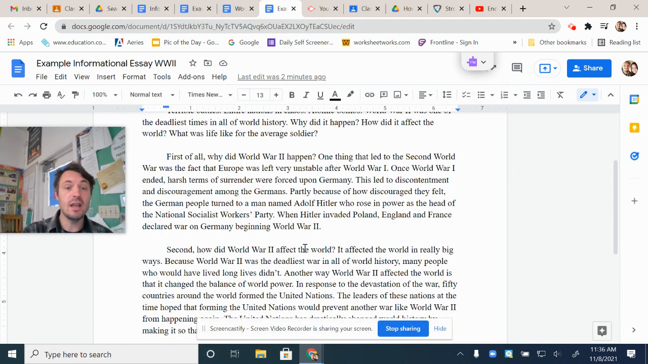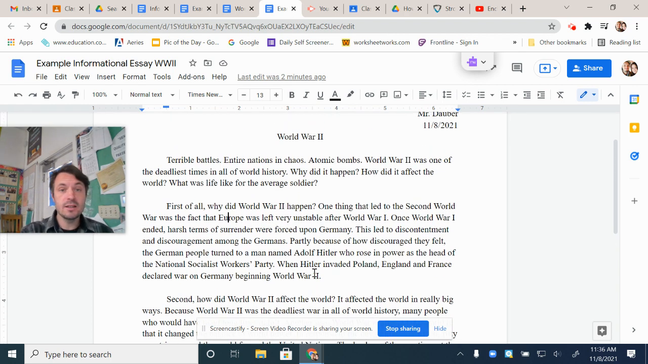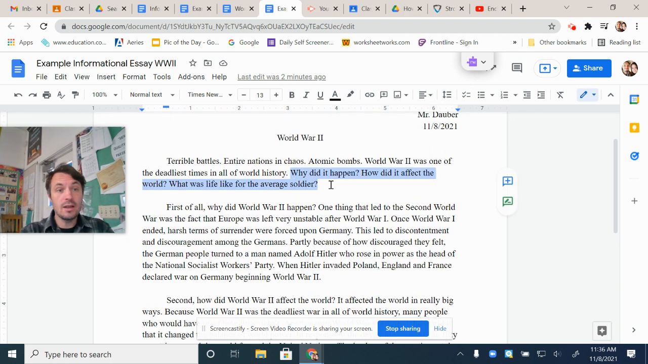Next, I have my three main body paragraphs. Each of these is about one of my three main ideas, which again were introduced right here.